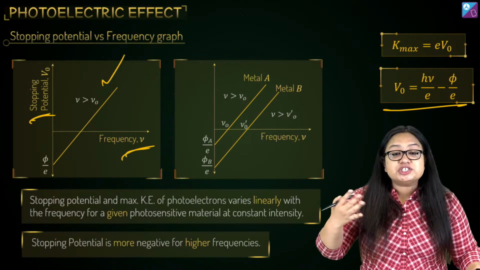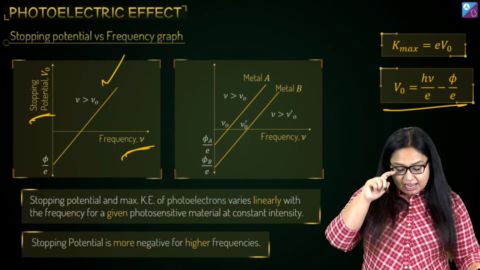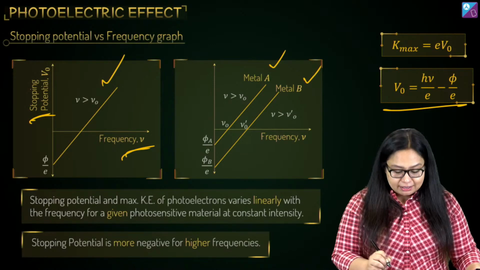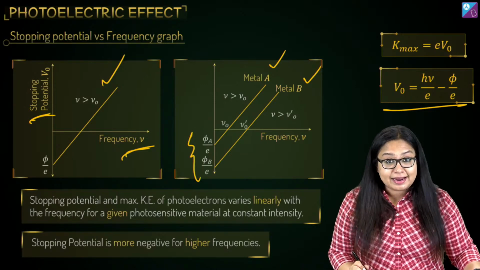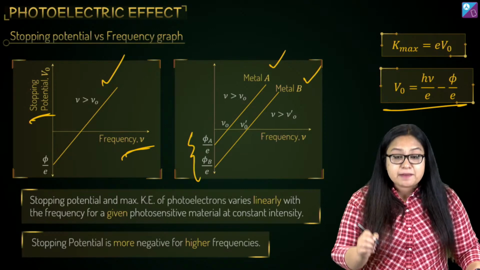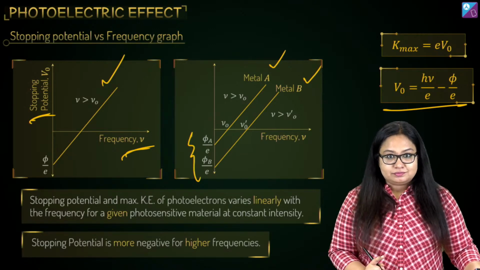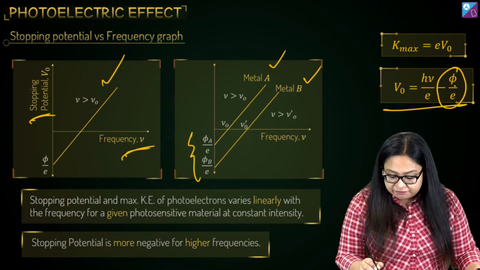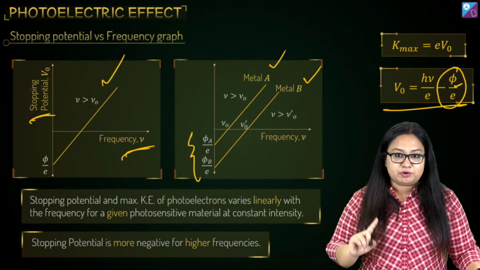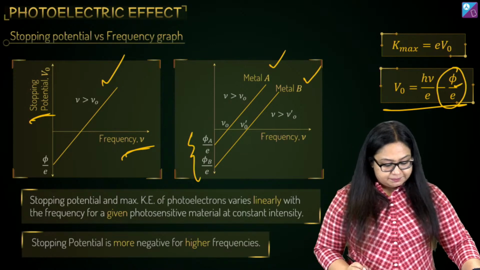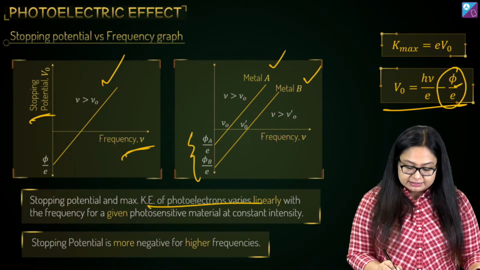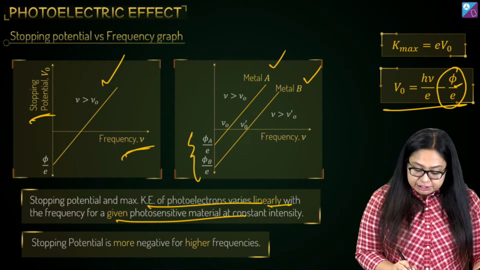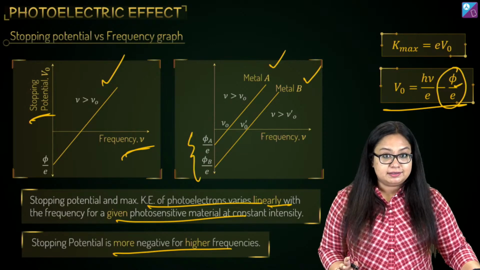Now, if the work function changes, if the metals change, then the graph will have the same slope but a different c, right? When you say y equals mx plus c, m will remain the same but c will change. The y-intercept will change because the y-intercept is equal to minus phi by e, as you can see over here. If phi changes, the metal changes, the work function changes, then the y-intercept in the graph will change. So stopping potential and maximum kinetic energy of photoelectrons vary linearly with the frequency for a given photosensitive material at constant intensity. Stopping potential is more negative for higher frequencies, of course, we've seen that, right?